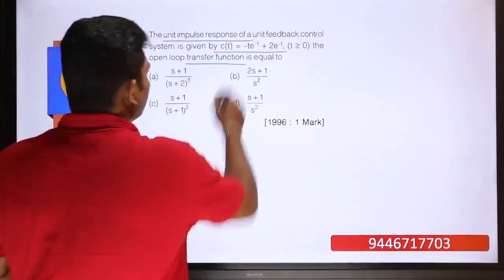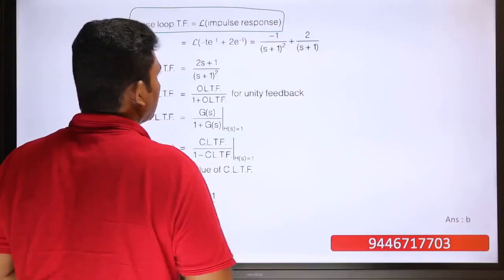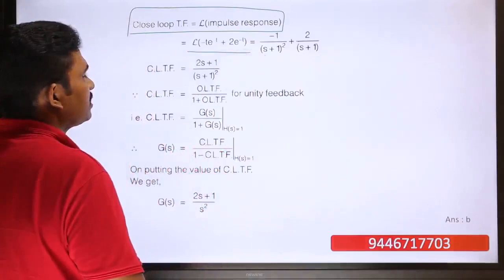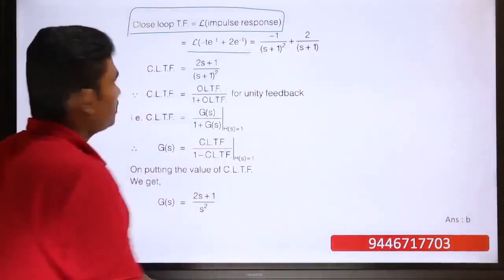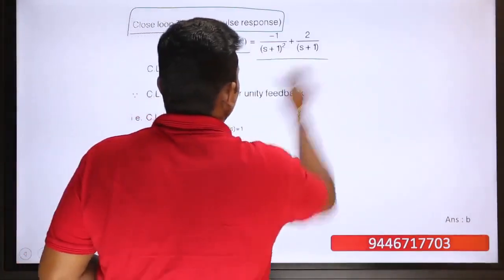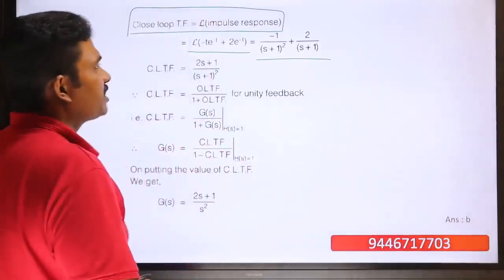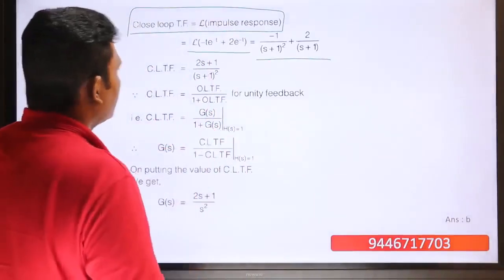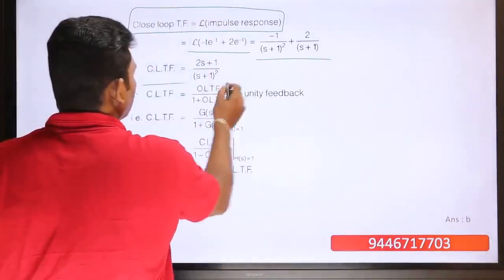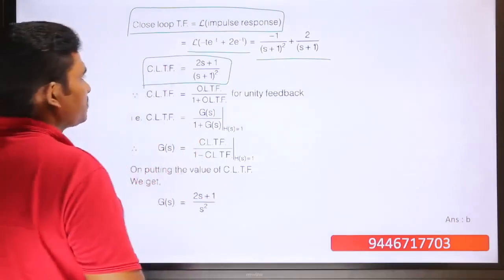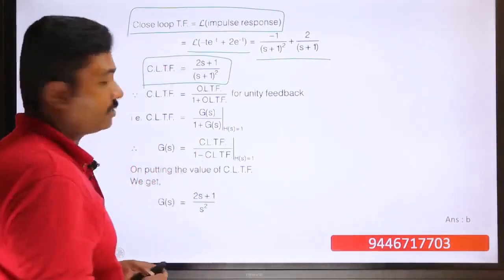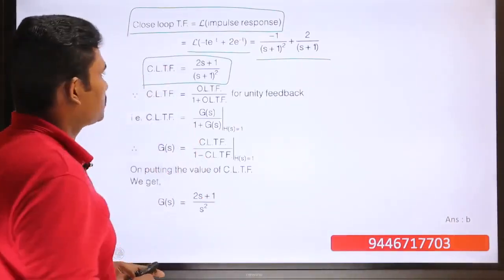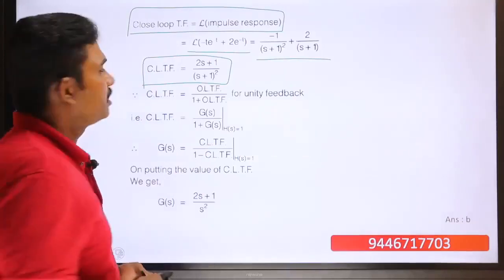So our expression is given as minus t e raised to minus t plus 2 e raised to minus t. So we are going to take the Laplace transform of minus t e raised to minus t plus 2 e raised to minus t, and then we obtain the closed loop transfer function as minus 1 divided by (s plus 1) the whole square plus 2 divided by s plus 1. So combining this expression, the closed loop transfer function is equal to (2s plus 1) divided by (s plus 1) the whole square. So what is our closed loop transfer function? The closed loop transfer function is obtained as (2s plus 1) divided by (s plus 1) the whole square.